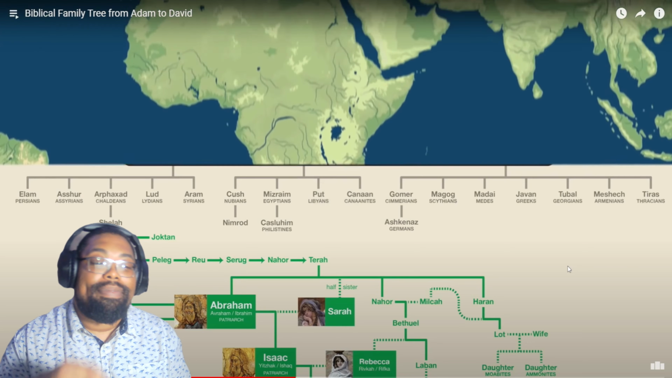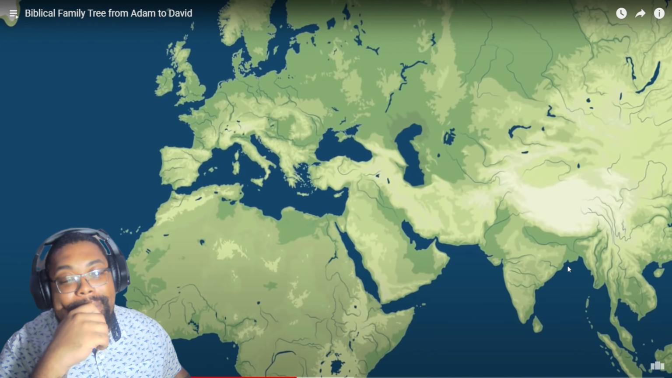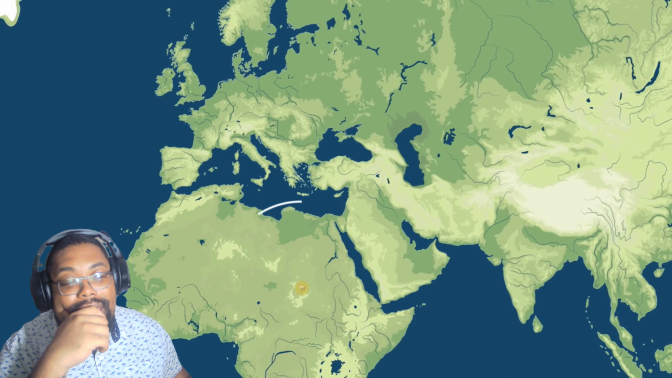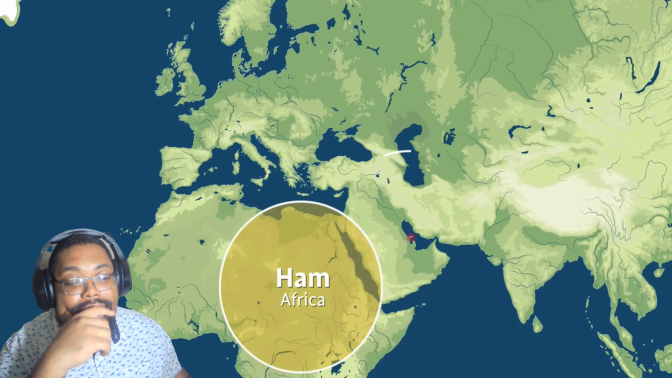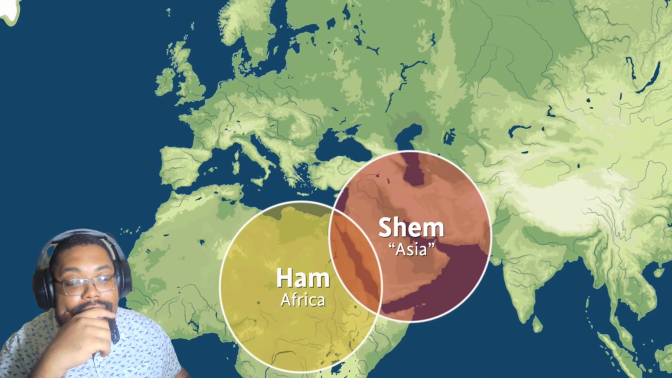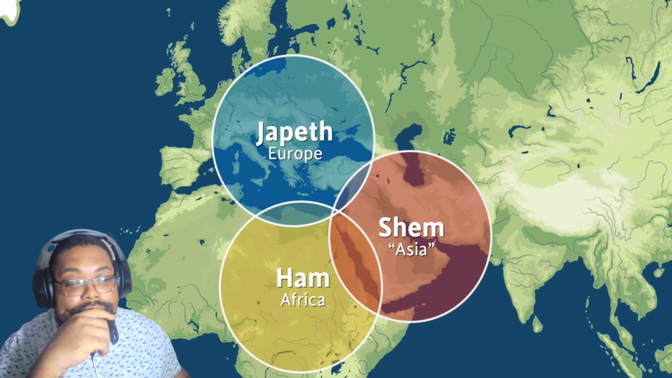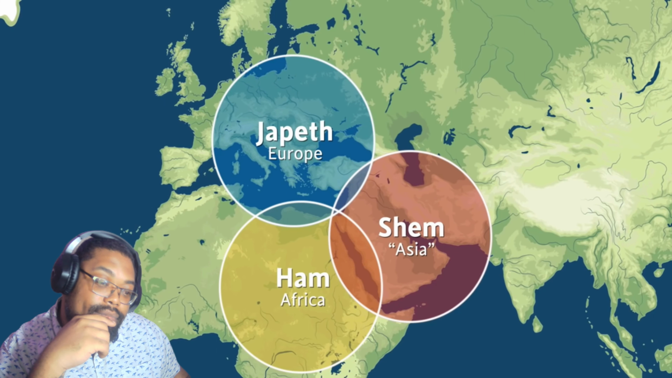When it comes to the three sons of Noah, very roughly, you could say that Ham represented Africa, Shem represented West Asia, and Japheth represented Europe. And this is exactly what certain medieval Christian thinkers promoted, which in turn led to the idea of three races, which unfortunately was used to promote a heck of a lot of racism.